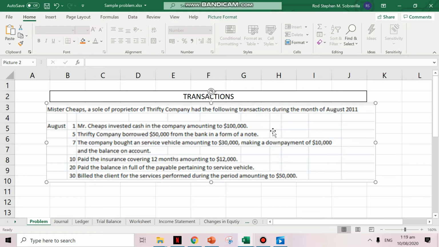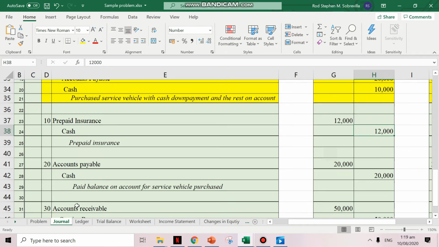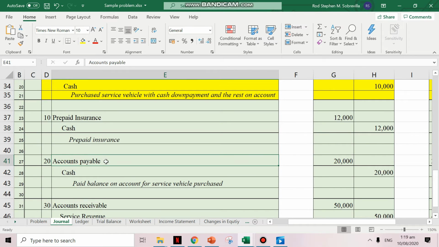So, ang mama-cancel out natin is yung accounts payable na nirecord natin dito. So, to decrease a liability, you must debit it. Debit accounts payable, 20,000, and credit cash as a payment, and then description again.